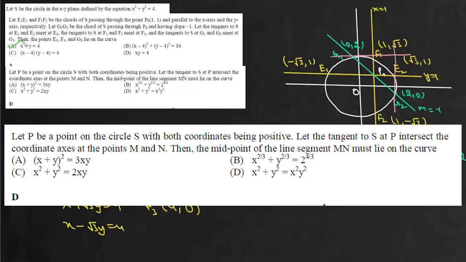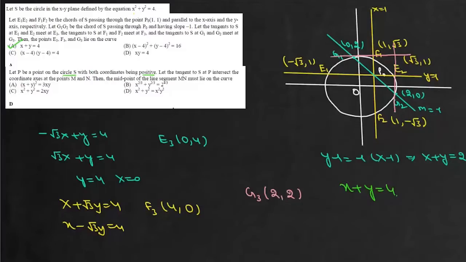Now the second part is let P be a point on the circle S with both coordinates being positive. Let tangent to S at P intersect the coordinate axis at points M and N. Then the midpoint of line segment MN must lie on this curve. So we have to find basically locus of midpoint of MN. Now suppose there is a point P and we'll take this P in terms of parameter coordinates. Let it be 2 cos theta and 2 sin theta.